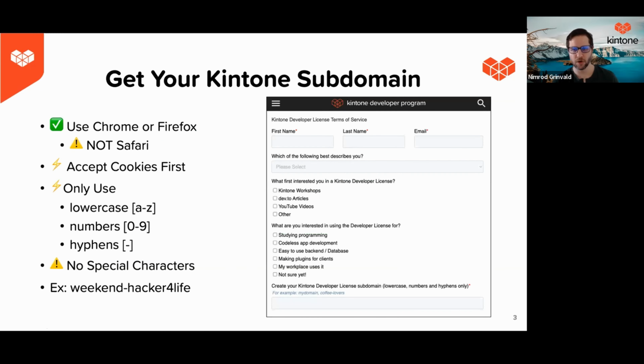So to get your Kintone subdomain, make sure you use Chrome or Firefox. Don't use Safari. Make sure that you've accepted cookies, and then you'll have the opportunity to create your licensed subdomain. When I say subdomain, you can think mydomain.kintone.com. My domain would be your subdomain. You can only use lowercase alphanumeric characters and hyphens. And that'll be your Kintone subdomain.